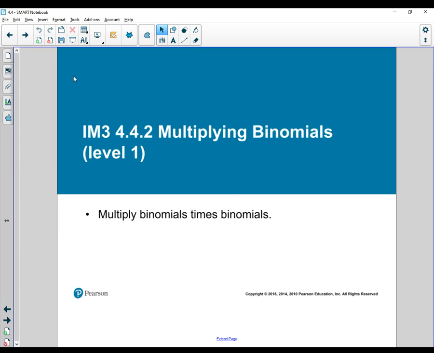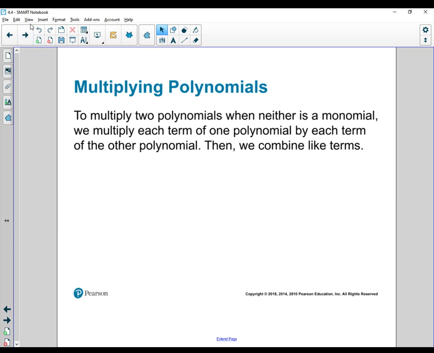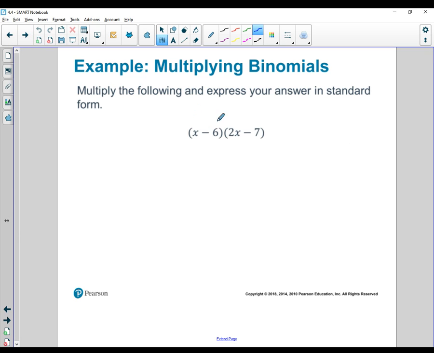So we're going to be multiplying binomials, which we did at the beginning of the year a little bit, but we will probably need to review it a little bit. To multiply two polynomials when neither is a monomial, like we did the other day, that was just distributing, we multiply each term of one polynomial by each term in the other polynomial. Then we combine like terms. So essentially you distribute each one.